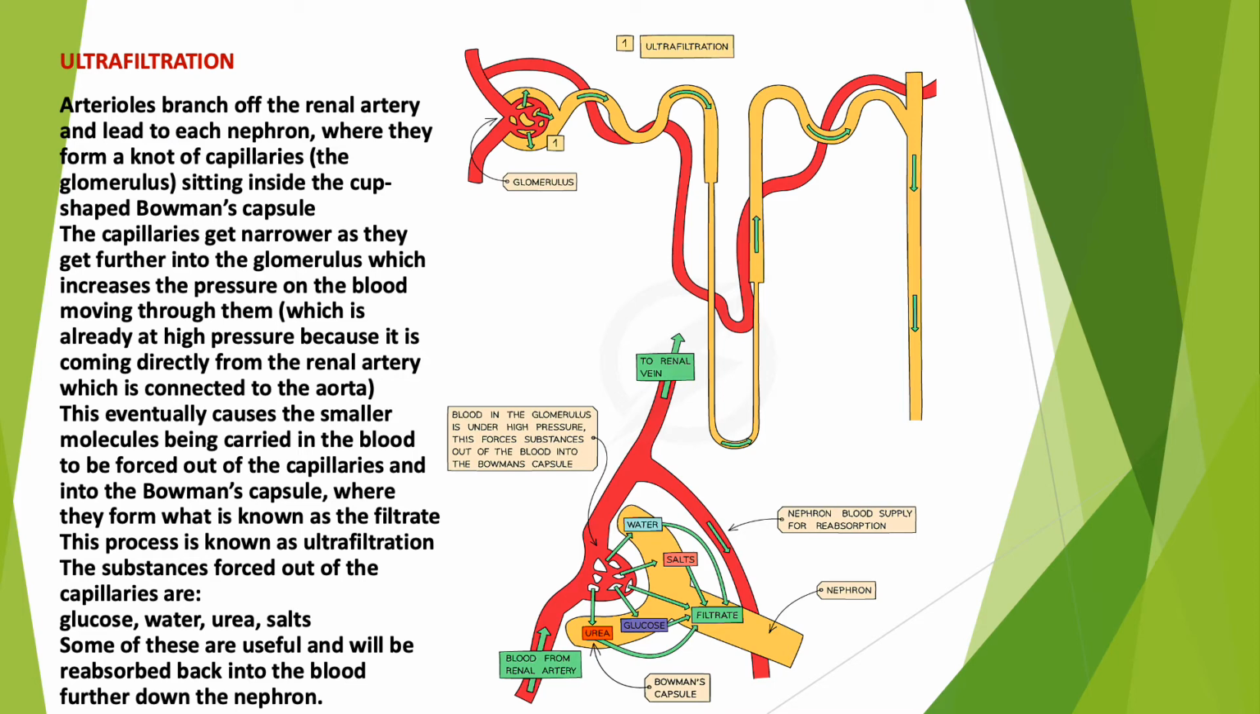This eventually causes the smaller molecules being carried in the blood to be forced out of the capillaries and into the Bowman's capsule, where they form what is known as the filtrate. And this process is known as ultrafiltration. The substances forced out of the capillaries are glucose, water, urea, salts. Some of these are useful and will be reabsorbed back into the blood further down the nephron.